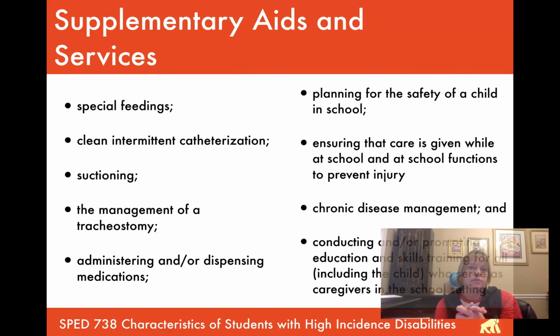When we look at some of those supplementary aids and services, here are just an example of a few that you may be writing into an IEP for a student with a physical disability or other health impairment. So the student may have special feedings, like Josie. She has tube feedings. We have a tube feeding schedule. We have physician orders that we have to provide each year that outline when those feedings are supposed to occur and how they occur, and how frequently.